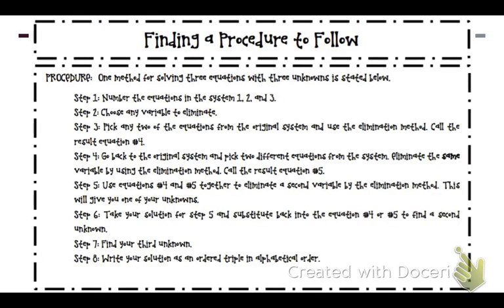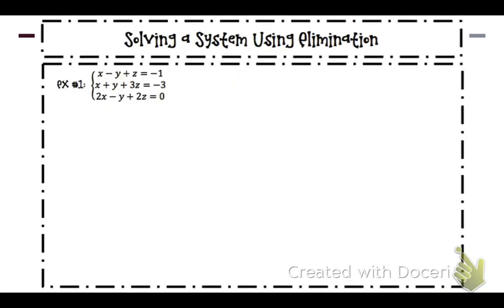Okay, so here's the procedure. Keep this somewhere that you can go back and look at it, but we're just going to go through this. I'm not going to read all of that. So we have these three equations. We have x minus y plus z equals -1, x plus y plus 3z equals -3, 2x minus y plus 2z equals 0. So there's three variables. We have three equations. We can solve them. However many variables there are, you have to have that many equations or you won't be able to solve it. So three variables, three equations, we're good.